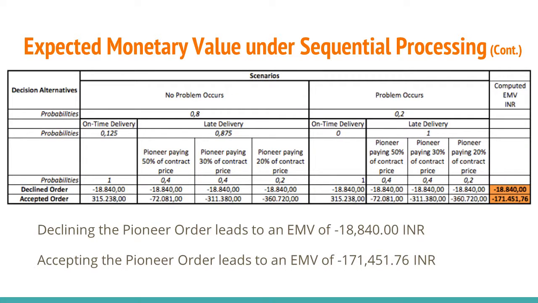Under sequential processing, declining the Pioneer order leads to an expected monetary value of negative 18,840 Indian rupees. Accepting the Pioneer order leads to an expected monetary value loss of 171,451 Indian rupees.